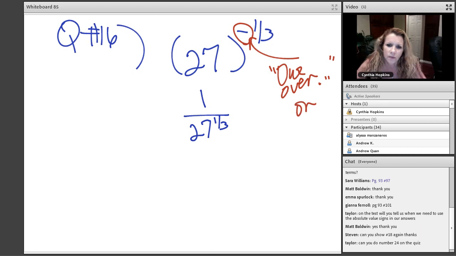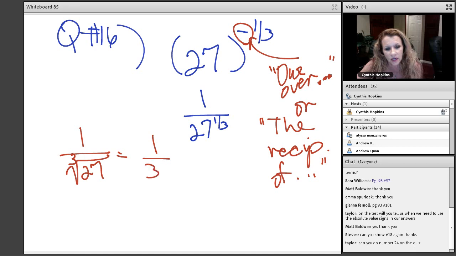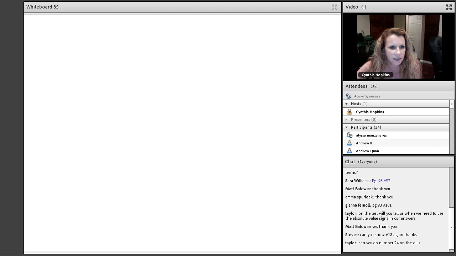But 1 over means the exact same thing as the reciprocal of. Okay, and both of those will work. Okay, so 1 over 27 to the 1/3 power, well, that means the cube root of 27. Well, 27 is a perfect cube, so I take the cube root of it, I get 3, and there's my answer: 1/3. If I put 3, by the way, I would be wrong. Okay, so be careful about that. All right, so 1/3 is my final answer. Okay, that was 16. Let's see, number 18 is next.